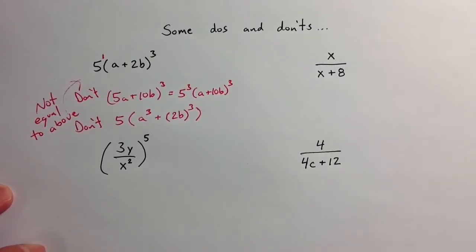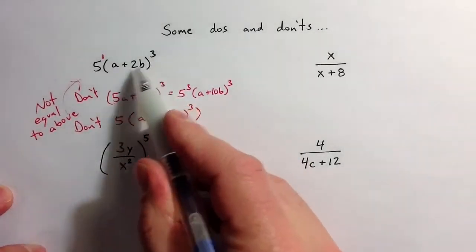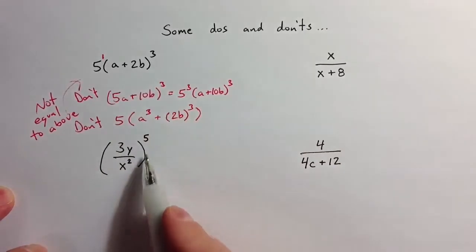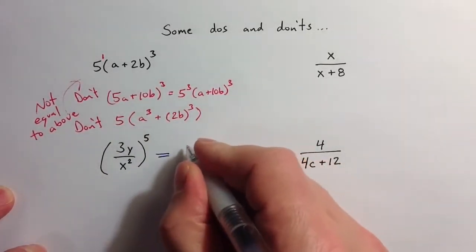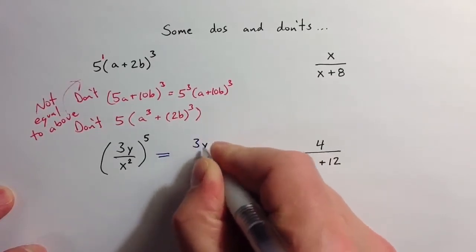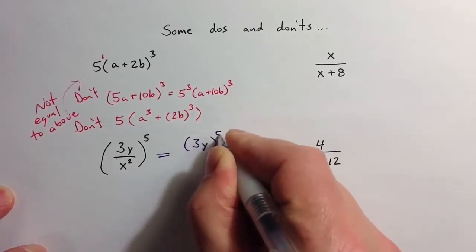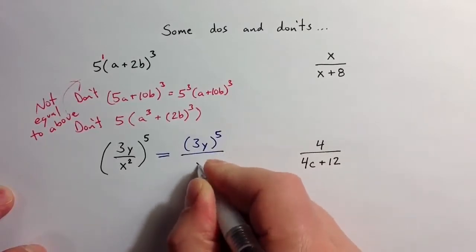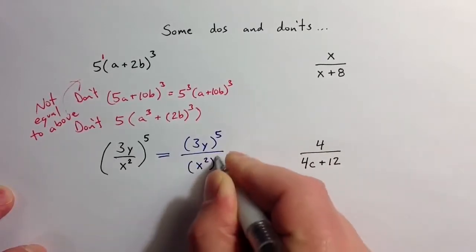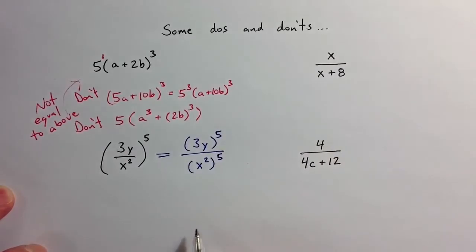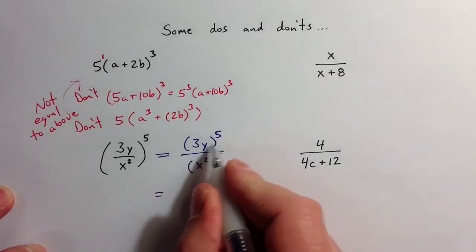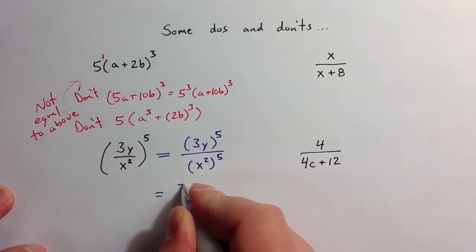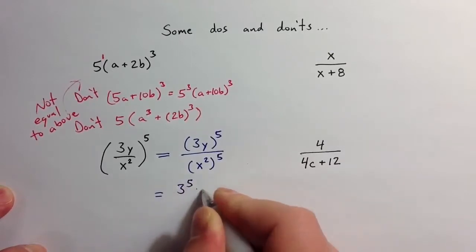Something we can do, we can't distribute exponents across terms, but we can distribute exponents across factors. So something that we can do, I could write this as 3y raised to the 5th over x squared raised to the 5th. I can distribute the exponent across division, because division separates factors. And I can distribute the exponent across multiplication. So this is the same as 3 to the 5th times y to the 5th.